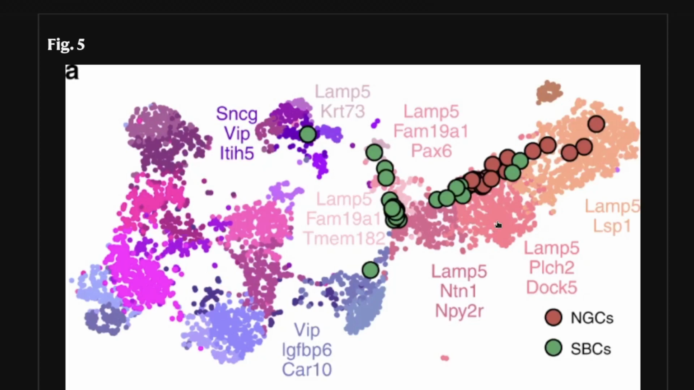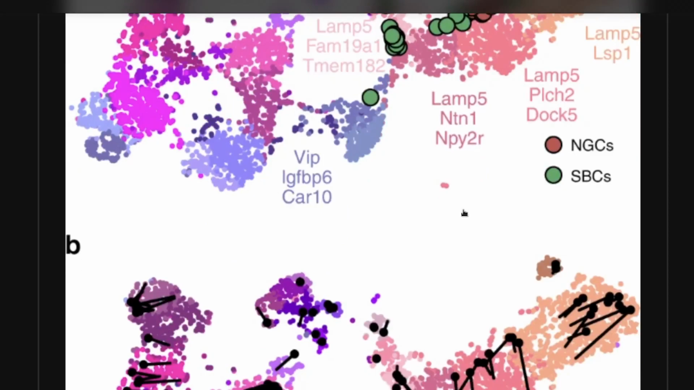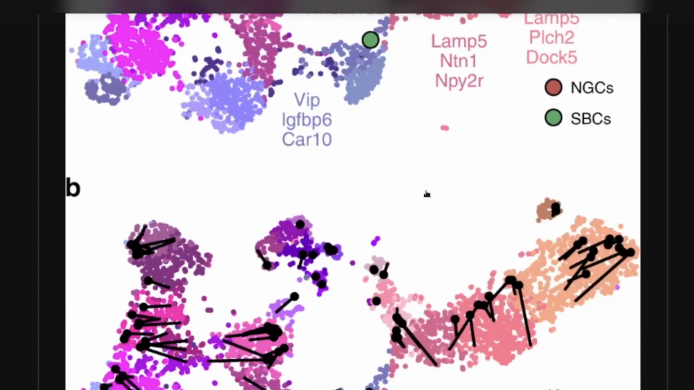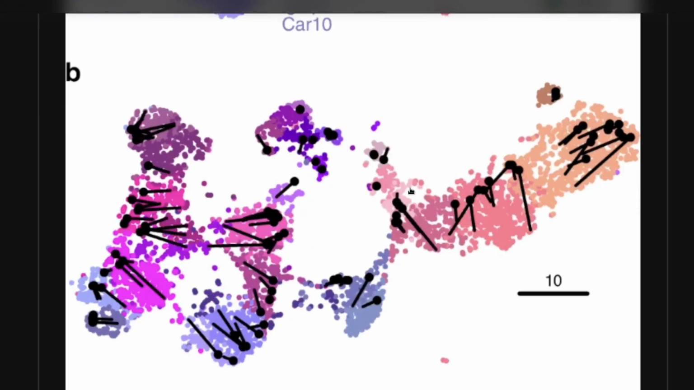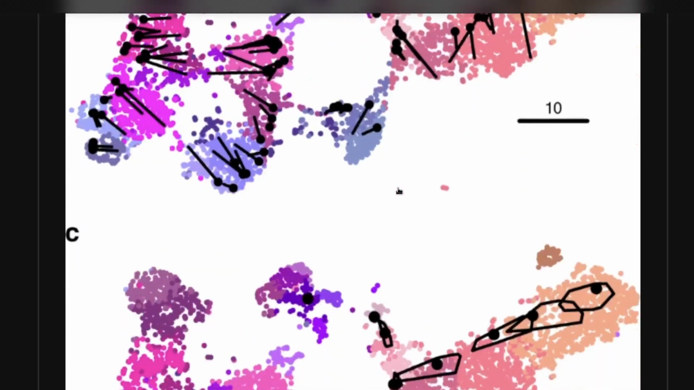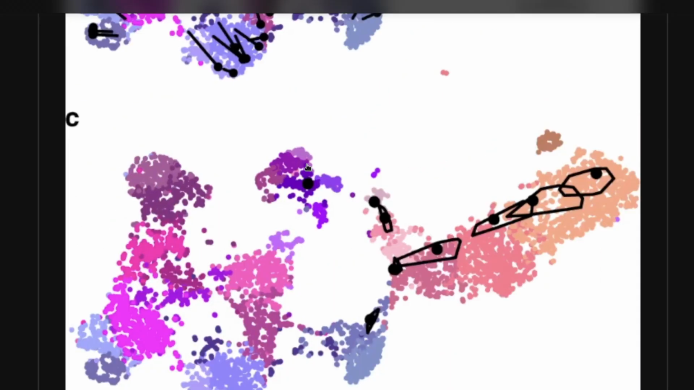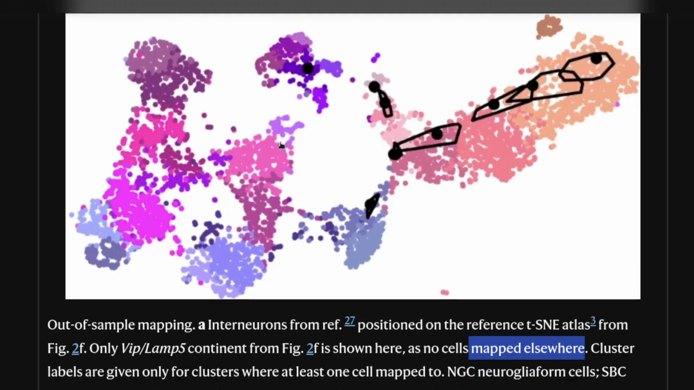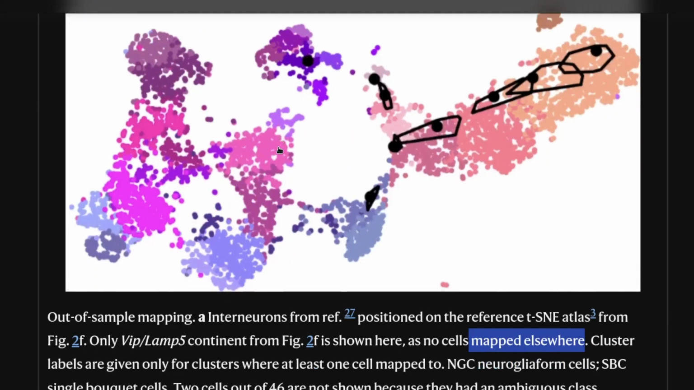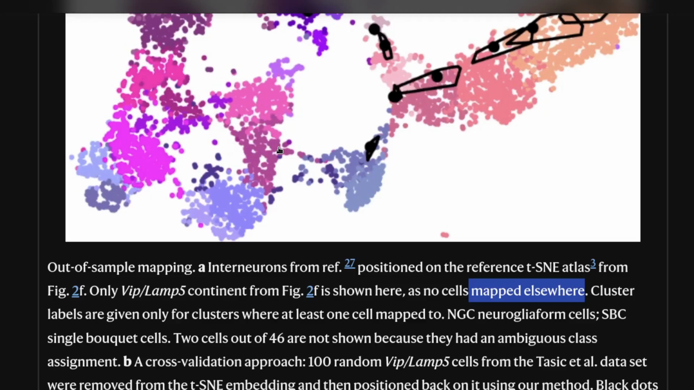A cross-validation approach: 100 random VIP/LAMP5 cells from the t-SNE data set were removed from the t-SNE embedding and then positioned back on it using our method. Black dots show new positions, black lines connect them to the original t-SNE locations of the same cells. Positioning uncertainty for several exemplary cells from Panel A. Polygons are convex hulls covering 95% of bootstrap repetitions.